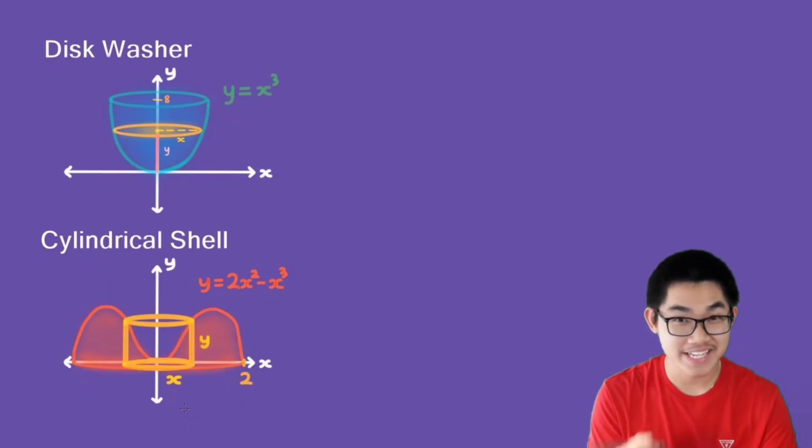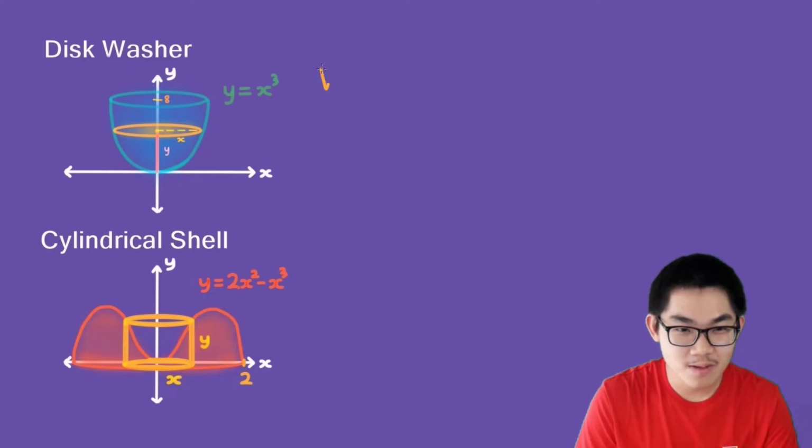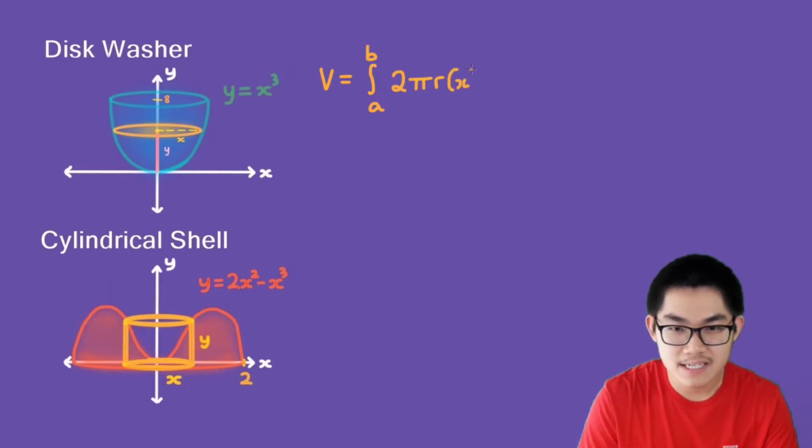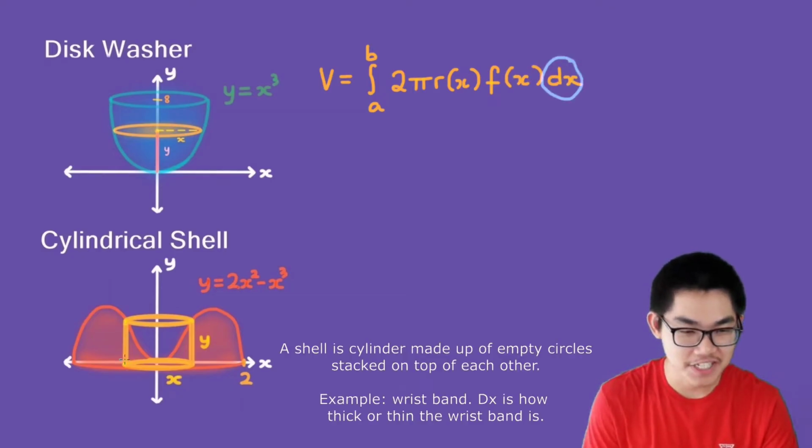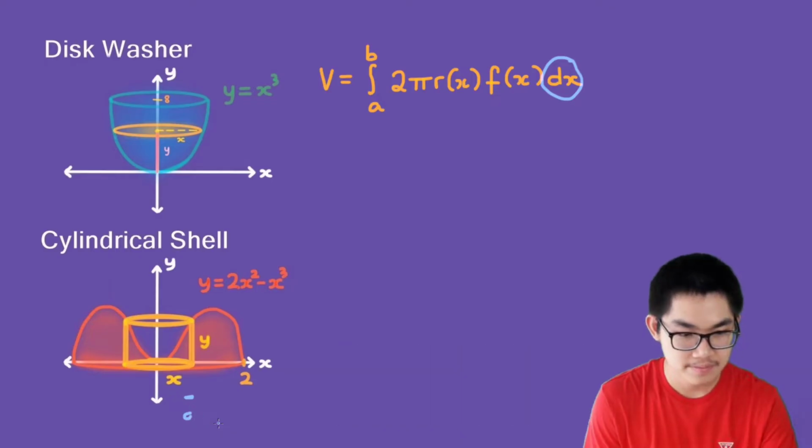In this case, it's on the x-axis, so the volume formula will simply be the integral from a to b of 2 times pi times the radius times the height dx. dx is just the thickness of the shell. So it's basically the distance from here to here. That's going to be the thickness of the shell right there.